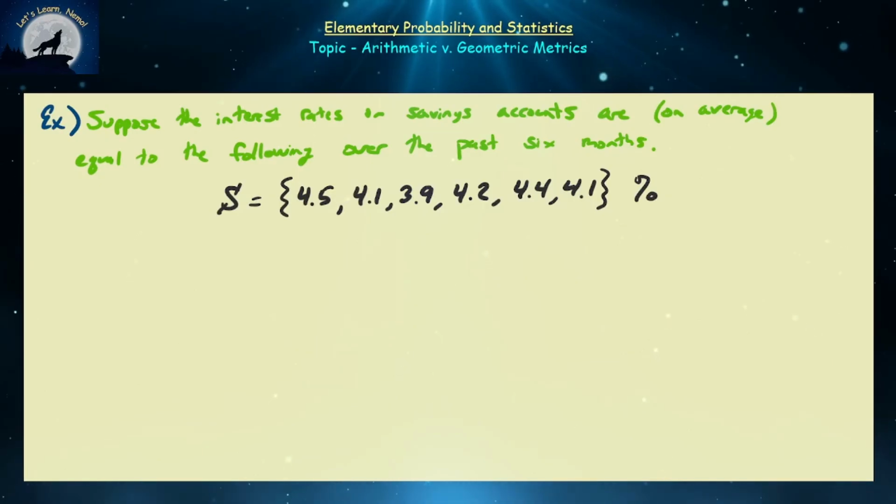So let's suppose that the interest rates on savings accounts are, on average, equal to the following over the past 6 months: 4.5, 4.1, 3.9, 4.2, 4.4, and 4.1% on average each month. How do interest rates work on balances for accounts usually? Well, typically interest compounds every month or every day or continuously and so on.